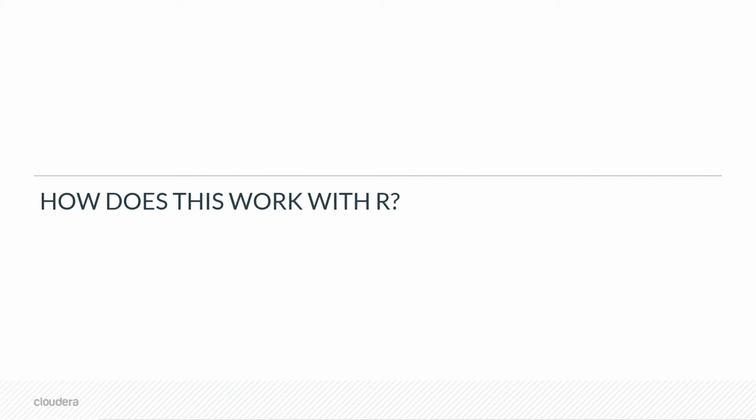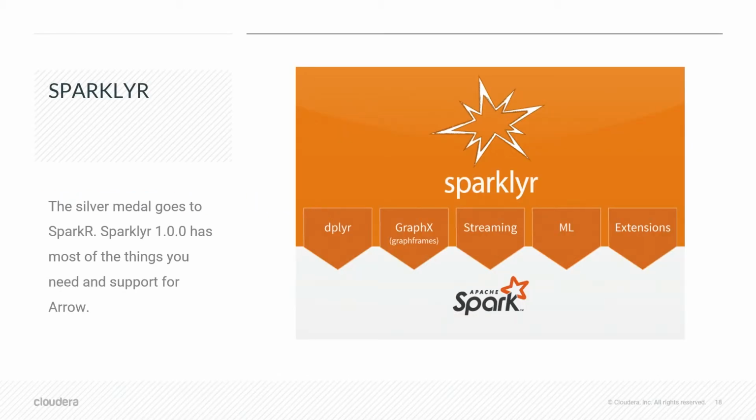So how does this work with R? The key thing here is, and I don't actually know how to say this, I'm going to say Spark Liar, but I've heard Spark Liar. Are we good? Okay. There is also Spark R. Spark R is the thing that comes with the normal Spark distribution, but Spark Liar is significantly better.